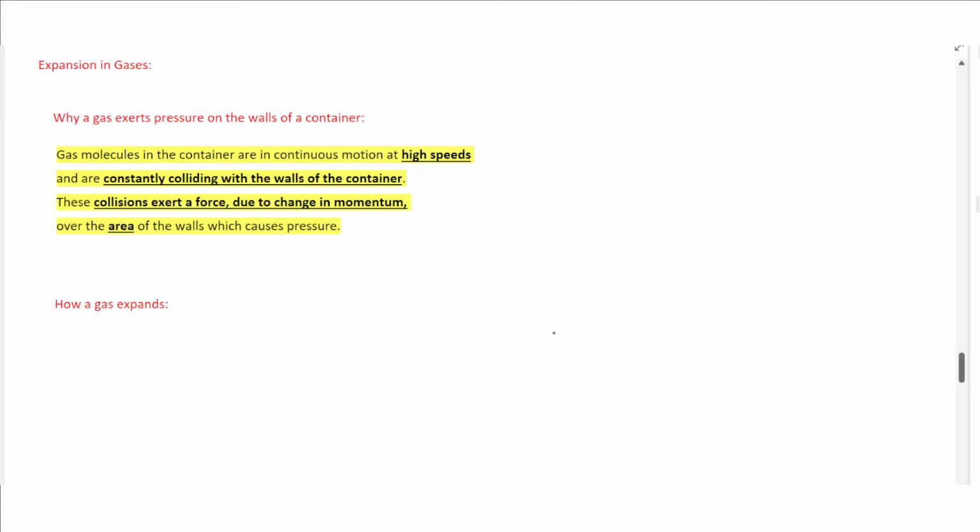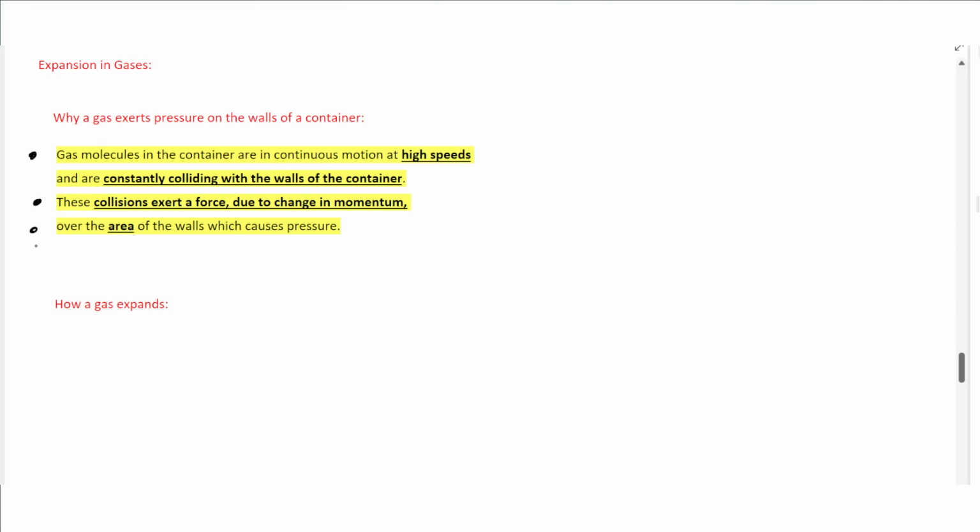As for gases, when we mention expansion, we must understand something: gases exert pressure on their containers. If you are asked how a gas exerts pressure on the walls of a container, first you must mention that gas molecules move randomly and collide with the walls of the container. These collisions cause a change in momentum, and the change in momentum exerts a force over the area of the container. So the force exerts pressure.